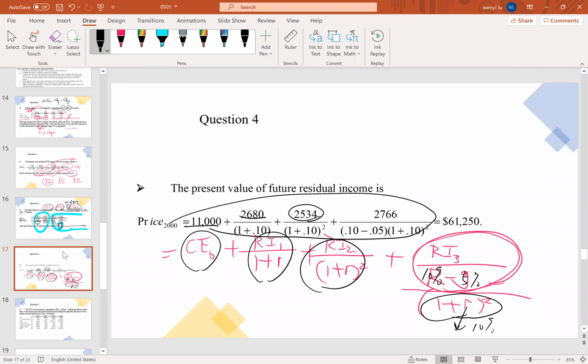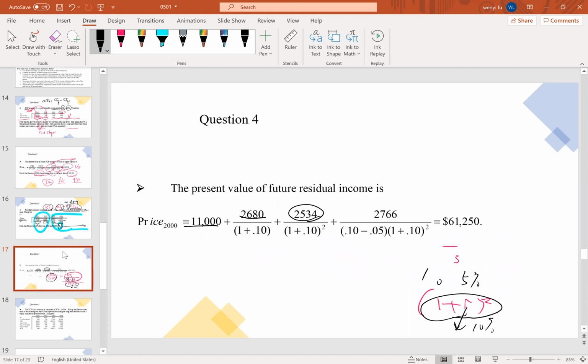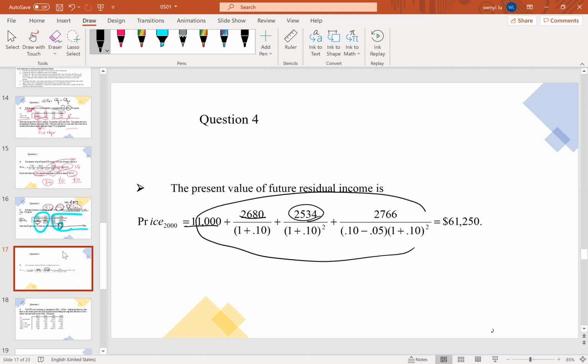And you can see in our textbook, both for the financial statements and the equity analysis, and also we have the textbook from the Rounds home, both textbooks include this formula. So this formula is very important. And we solve the price for the whole entities, which will be $61,250. That's for question 3. Question 4.